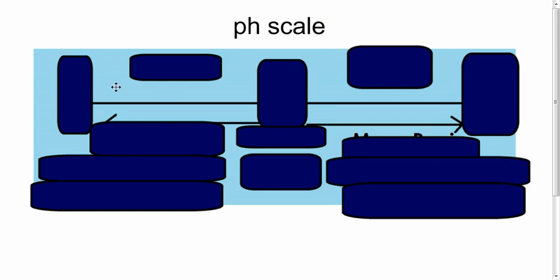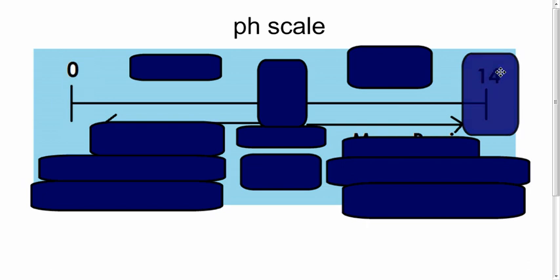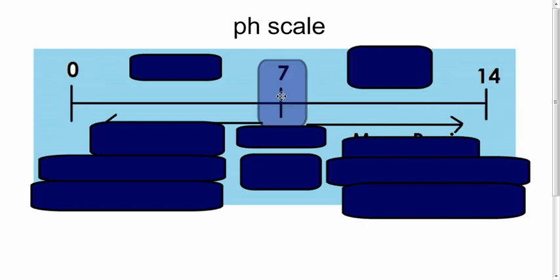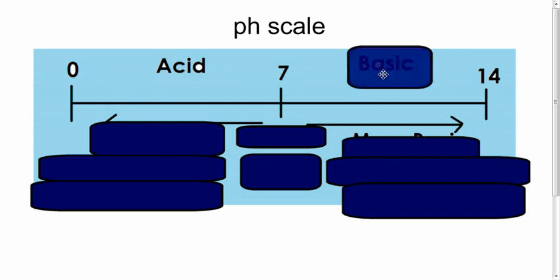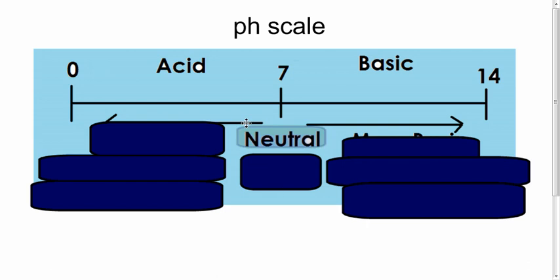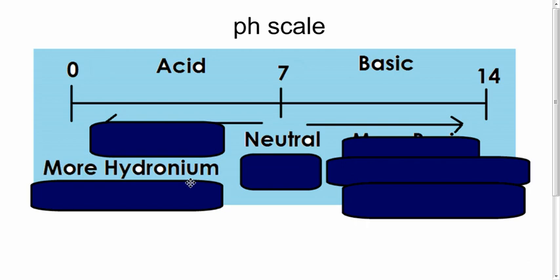Now the pH scale goes from 0 to 14. 7 is in the middle. From 0 to 7 are acids, 7 to 14 are bases, and 7 is neutral. And what that means is the further you get out towards 0, the more hydronium, H3O+, there is.